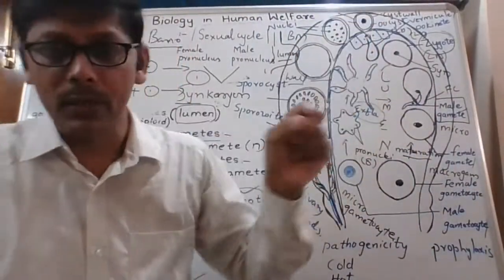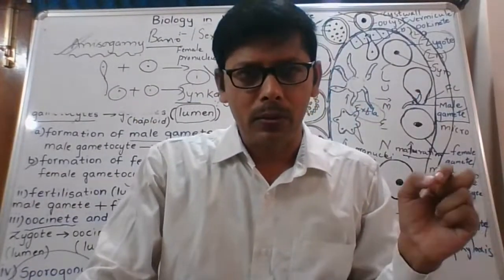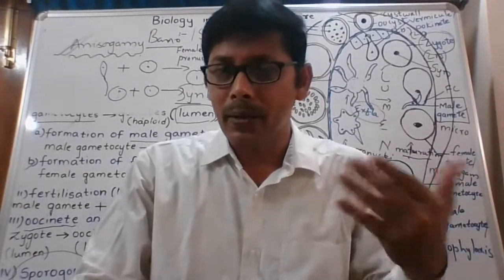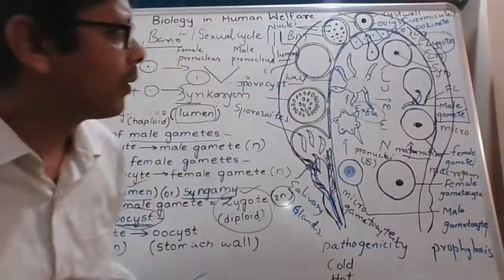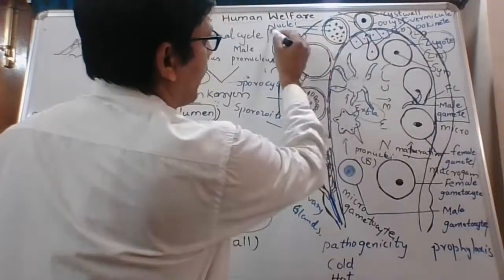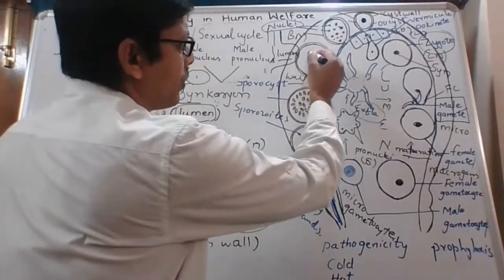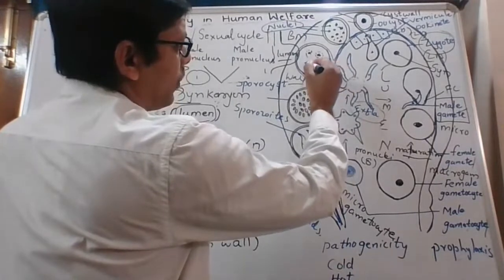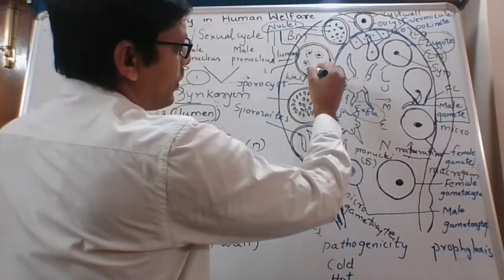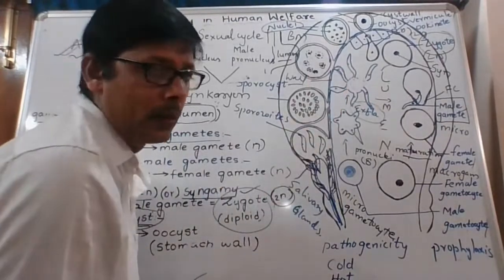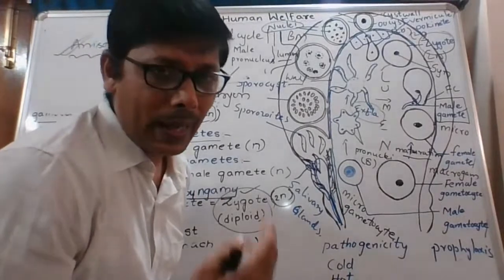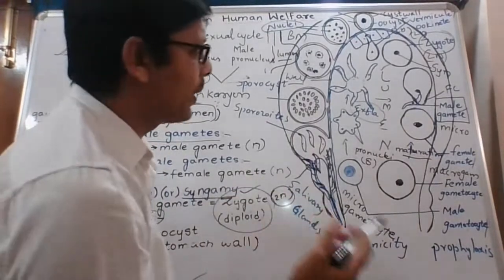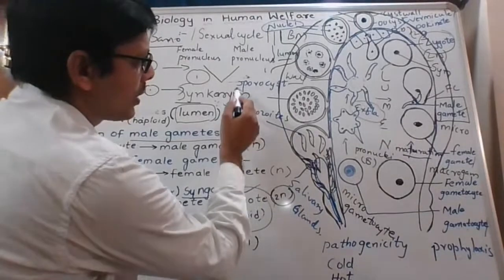According to Bono, this nucleus first undergoes a meiotic division, reduction division, followed by mitotic division. As a result, many nuclei are formed. Around each nucleus, some cytoplasm also accumulates. Division of the nucleus is called karyokinesis. Around each nucleus some cytoplasm is accumulated, and what is formed then is a sporocyst.